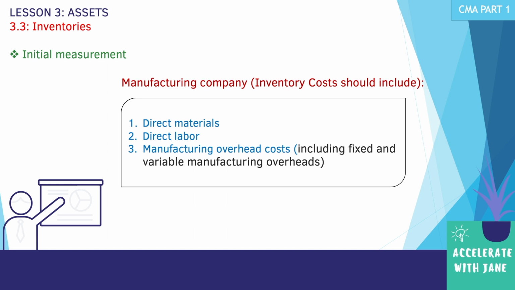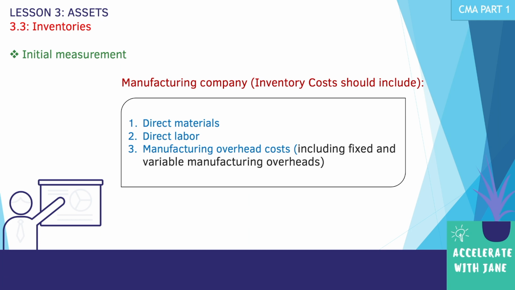Second is direct labor. A manufacturing company cannot have a finished product just by having direct materials. It needs processing, right? So these include direct labor. For example, let's say it's not a complex product, like the creation of a particular bag. It involves hours. Say we have a handmade product. The person who processed the handmade product has incurred some labor hours. So whatever costs the company paid to that person to make that particular product should form part of the inventory costs.